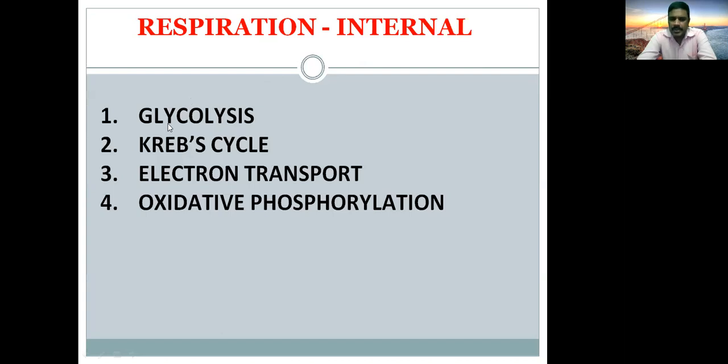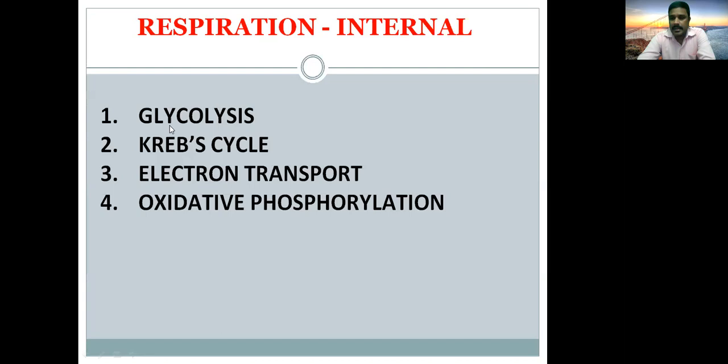So organisms which practice aerobic respiration take air, oxygen, into their bodies. When they take oxygen, only then are they said to be aerobic organisms. So they are aerobic oxidative organisms, and in this aerobic oxidative respiration, these four phases will be there.